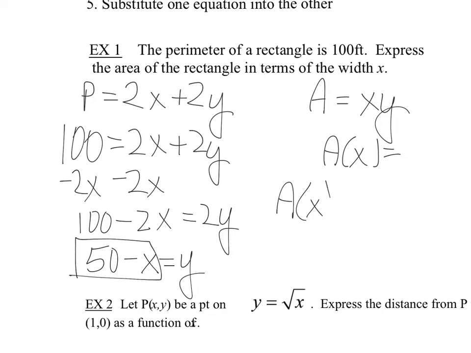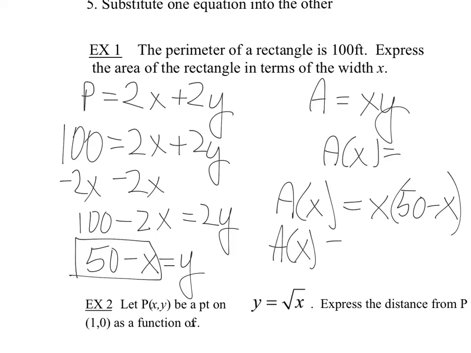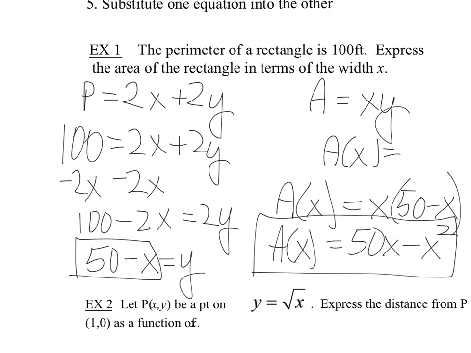And I'm just going to give myself more space here. Now we have x times y, but y again is 50 minus x. And now I can distribute that. X times 50 would give us 50x minus x squared. And now we have the area of the figure in terms of x.